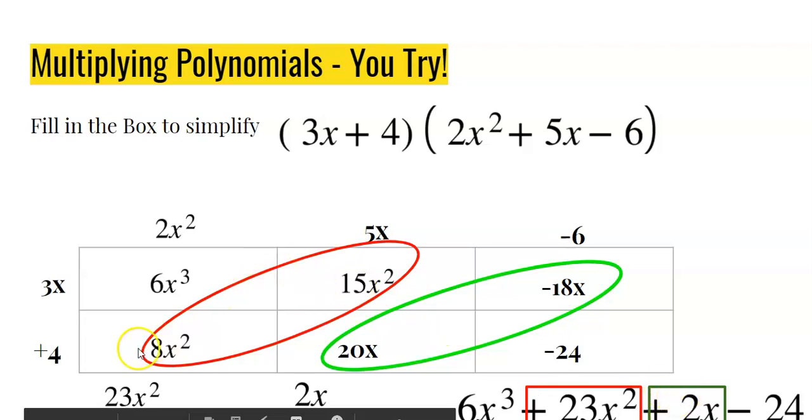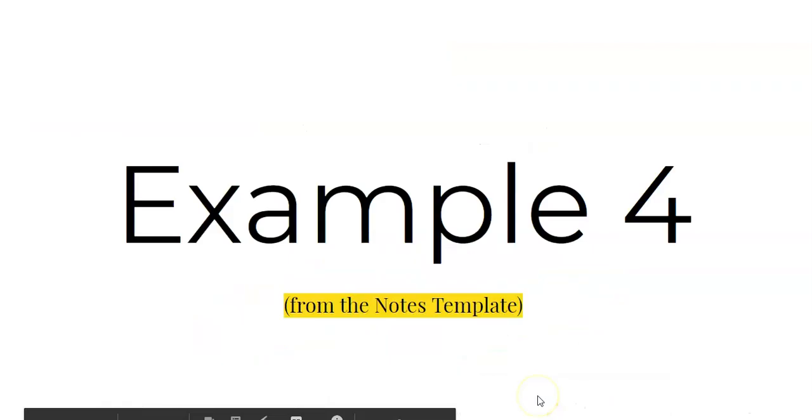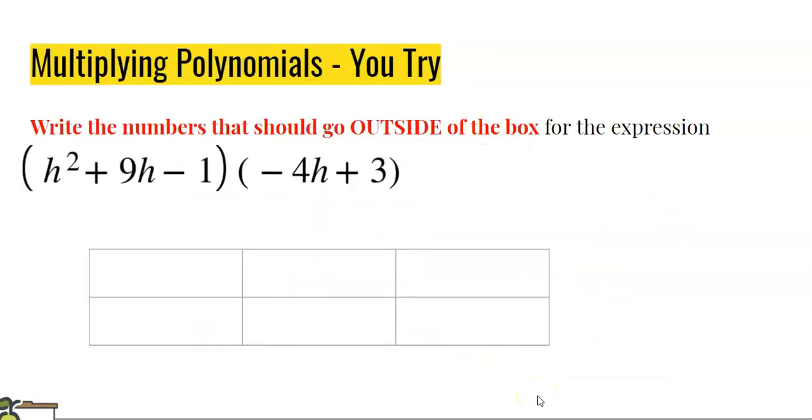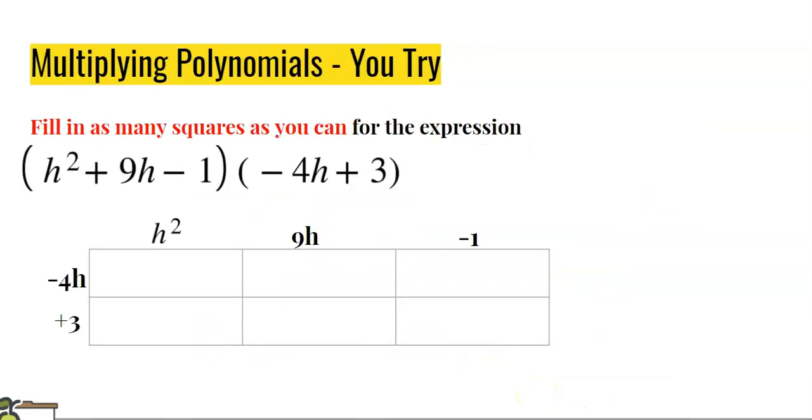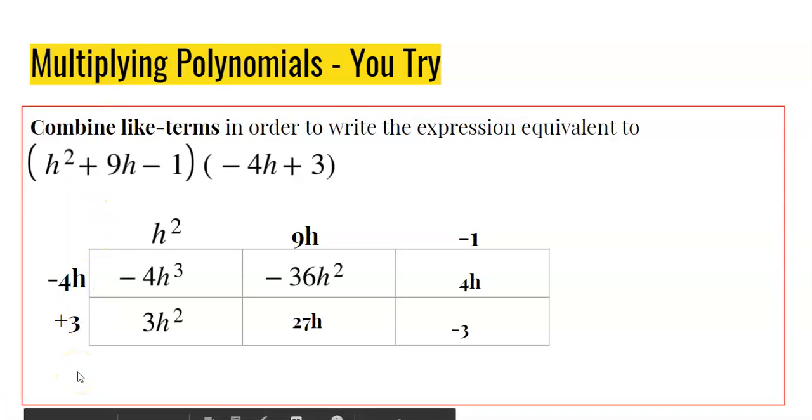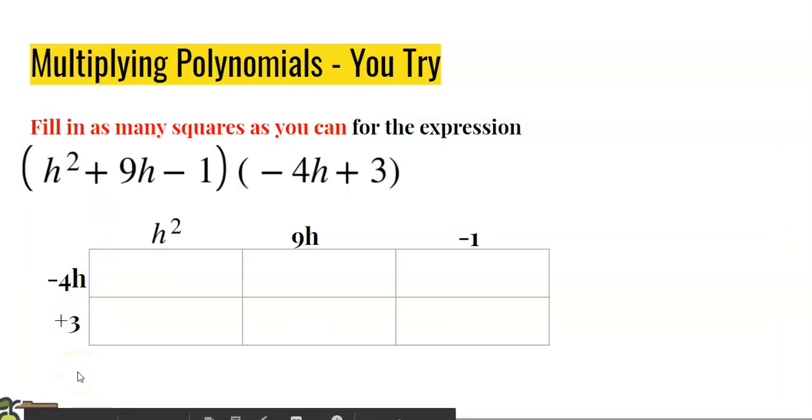So as always, my like terms are always going to be the numbers diagonal from each other. In this case, we have two numbers diagonal to each other, so we have two separate like terms that can be combined. Moving on to example 4, same thing as we've been doing always. Fill out the outside of your box, where your trinomial will go on top and your binomial will go on the left. Oh, so try this on your own. Try to fill in the box as much as you can. Hopefully at this point you can do these.